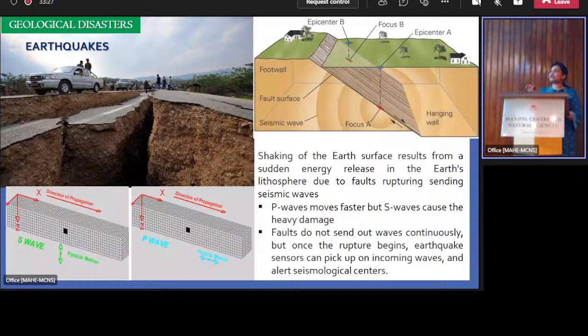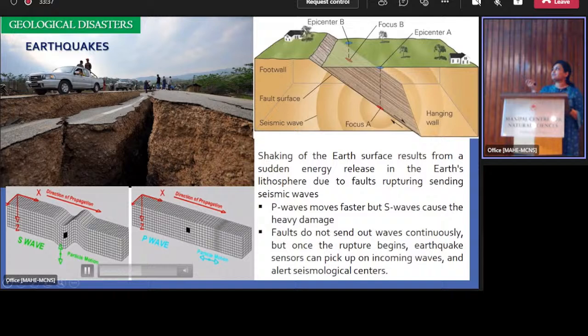Another is earthquakes. It's a very disastrous event. This happens when faulting occurs at the focus. For example, this is the focal point, and you see these rings, these are seismic waves. They travel from the subsurface to the surface, which is called the epicenter, and this creates the natural earthquake.